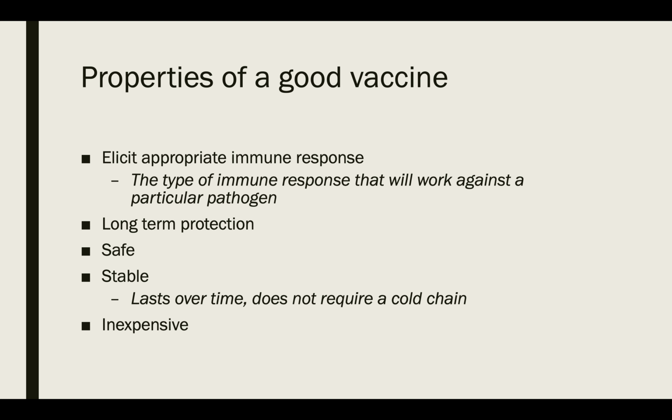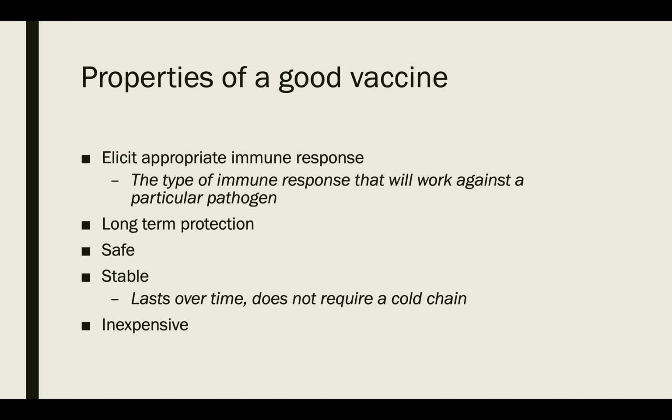So that is the type of immune response that will work against the particular pathogen. A vaccine that stimulates the wrong immune response may stimulate a really strong response, like your body may start pumping out a bunch of antibodies, but if they don't work against the pathogen, it's no good. Just because the immune system has a response doesn't mean it's the appropriate or right response. That's a key thing to remember when we talk about vaccines. That's why it's hard to develop a vaccine: you have to get that immune response just right.